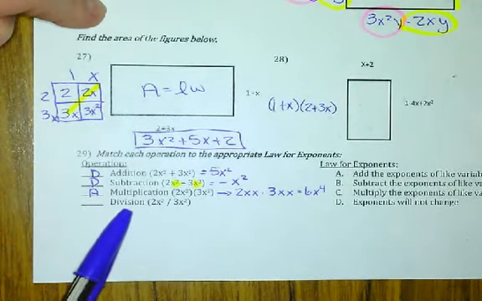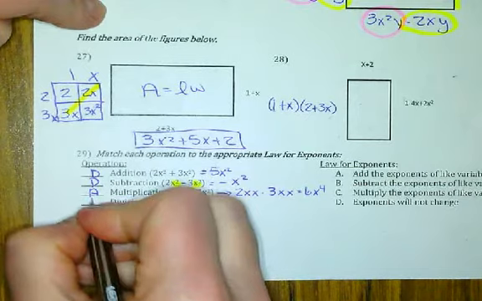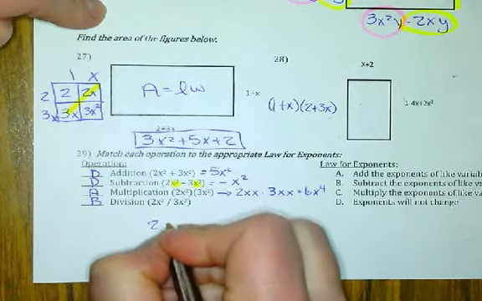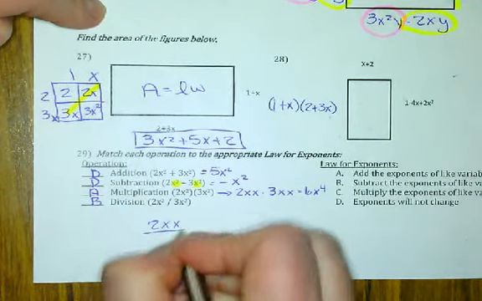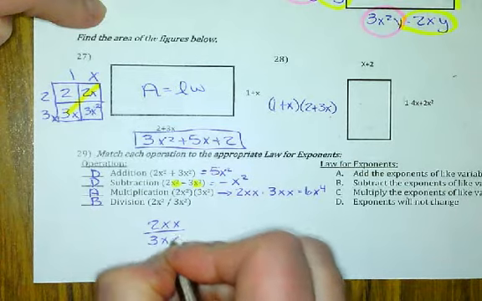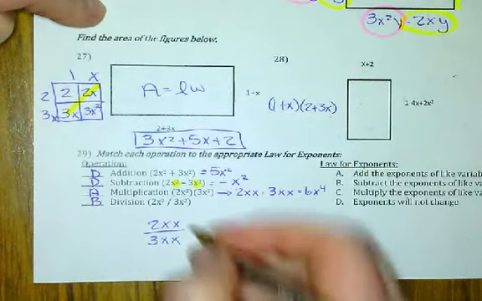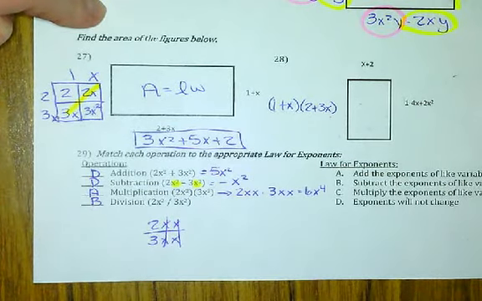All right, with division, this is where you subtract them, so that would be b. And again, let me show you why. So 2x squared would look like this. 3x squared would look like that. And then if you notice, these will cancel out, and your answer would just be 2/3.